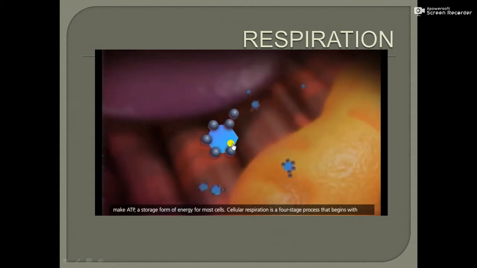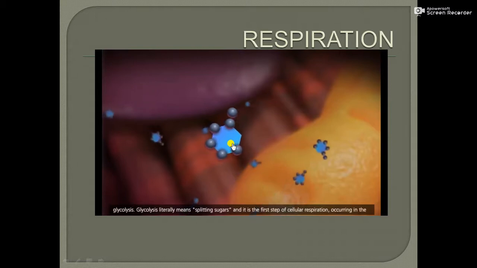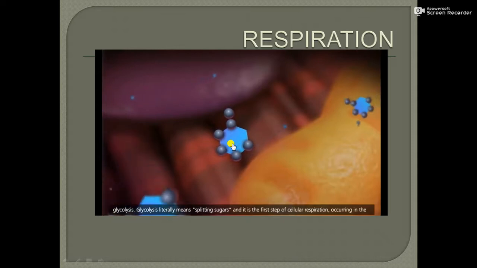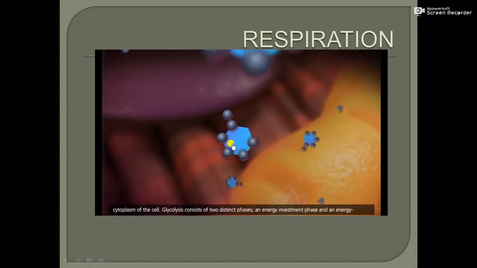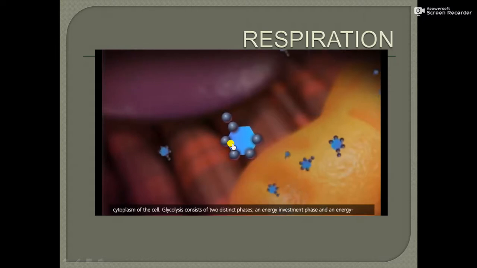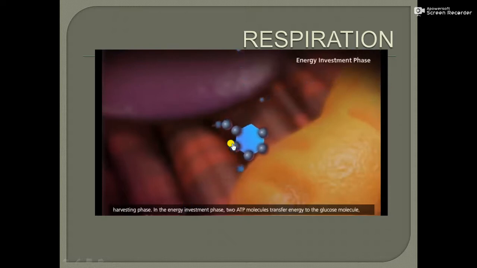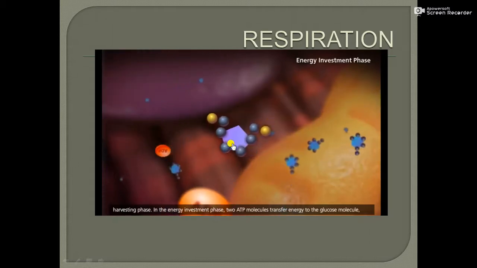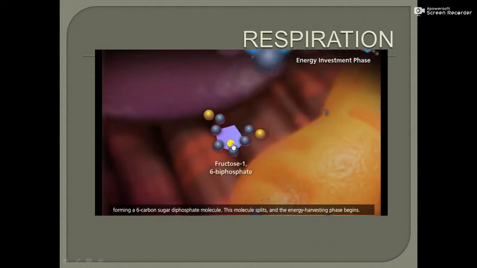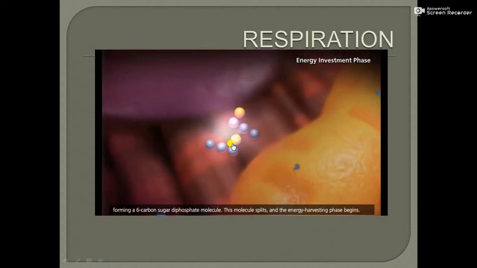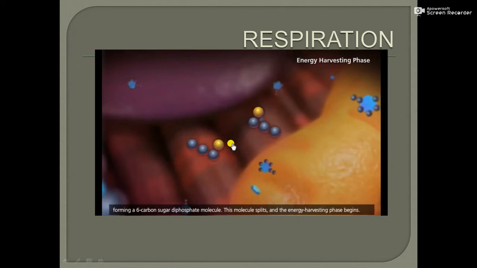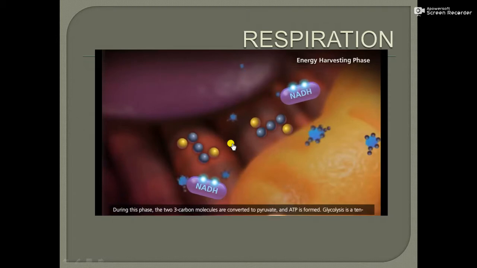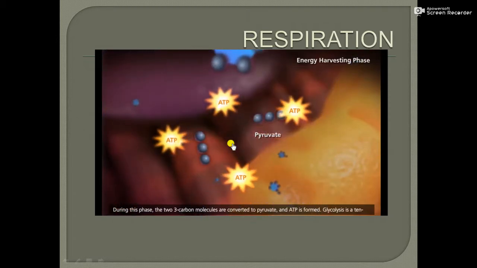Cellular respiration is a 4-stage process that begins with glycolysis. Glycolysis literally means splitting sugars, and it is the first step of cellular respiration, occurring in the cytoplasm of the cell. Glycolysis consists of 2 distinct phases, an energy investment phase and an energy harvesting phase. In the energy investment phase, 2 ATP molecules transfer energy to the glucose molecule, forming a 6-carbon sugar diphosphate molecule. This molecule splits, and the energy harvesting phase begins. During this phase, the 2 3-carbon molecules are converted to pyruvate, and ATP is formed.